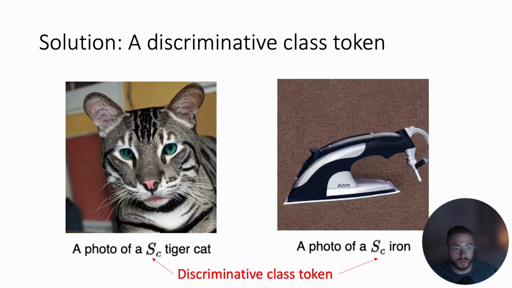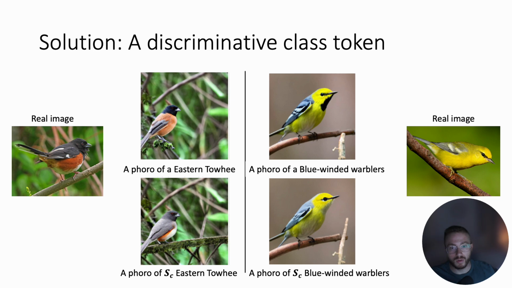So what is our solution? We suggest to have a class token. This kind of token represents a class. Then it means there is no ambiguity, because the class can only represent clothes iron, or it represents the type of cat. And this is also good for fine details, because then the class token can represent a type of bird, and it can then pick up on those small discriminative details like the chin color.